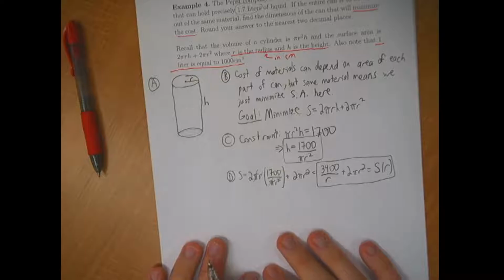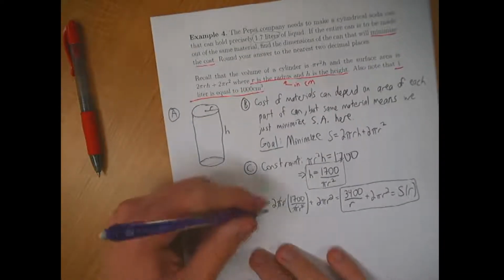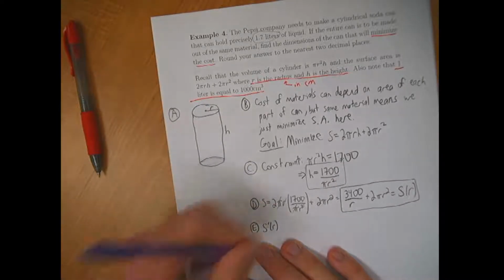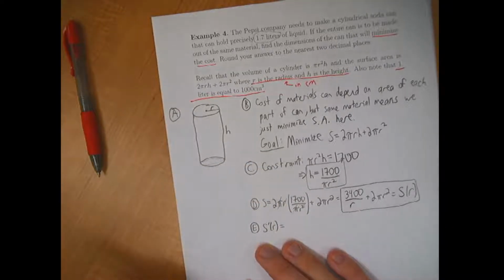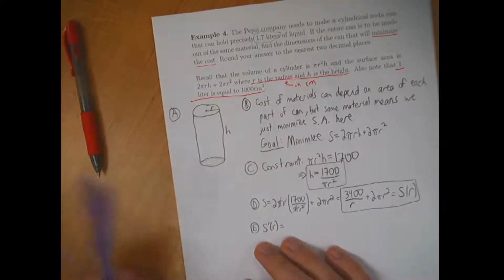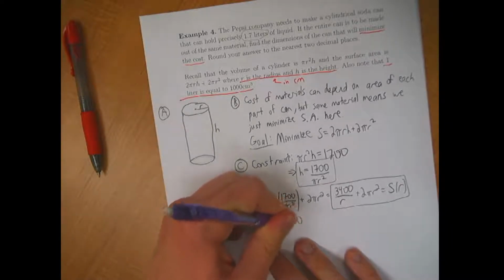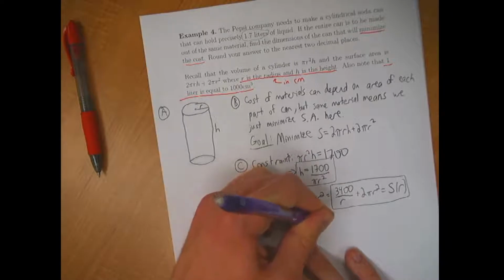So if we differentiate this and set it equal to 0, let's see what happens. So s prime of r will equal what? If we use the power rule as we did in example 2, we should be able to get what as our derivative? Negative 3400 over r squared plus 4 pi r. Good.